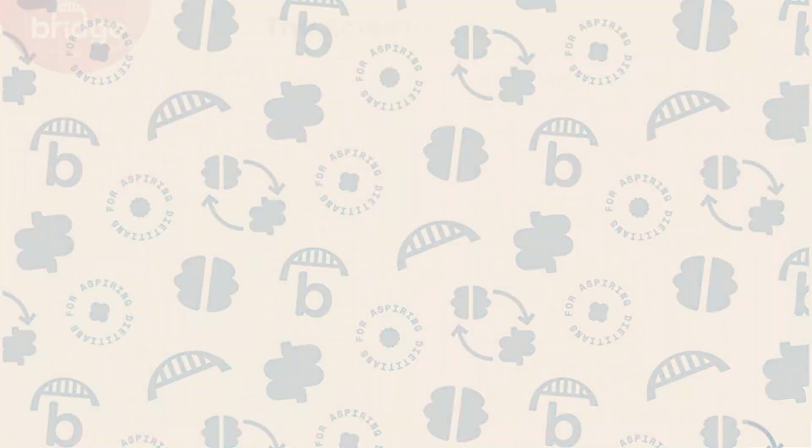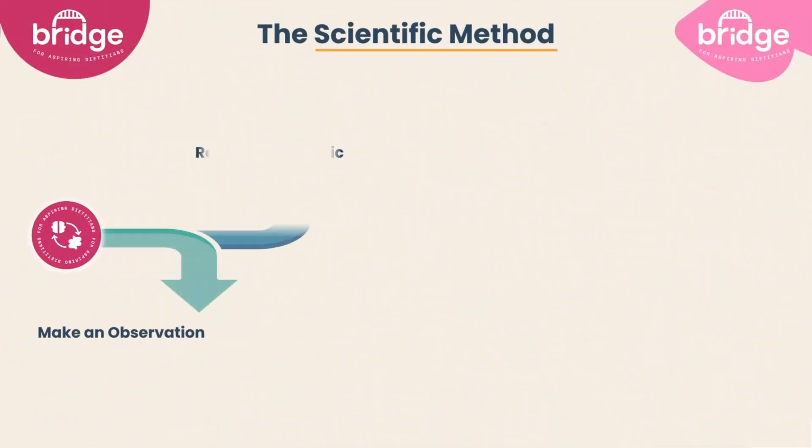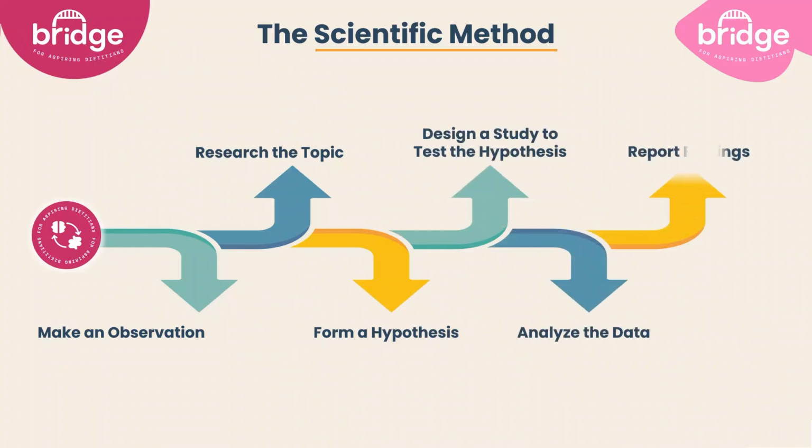It's not about memorizing a list. It's about knowing when to use and why. Now, in order to analyze scientific research, we need to understand the scientific method. You've definitely seen this before in science class, biology, or chemistry, and it starts with an observation.